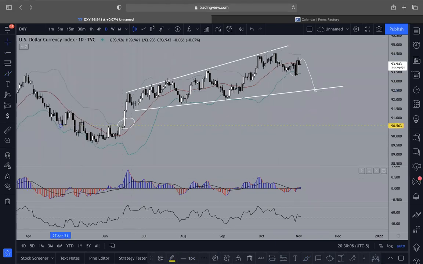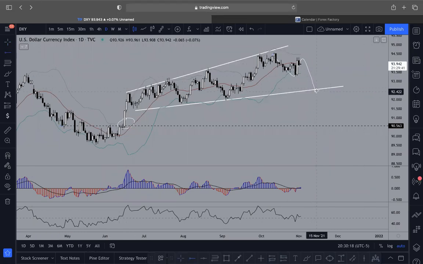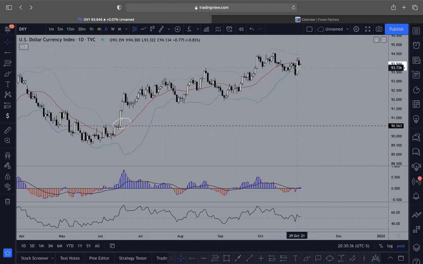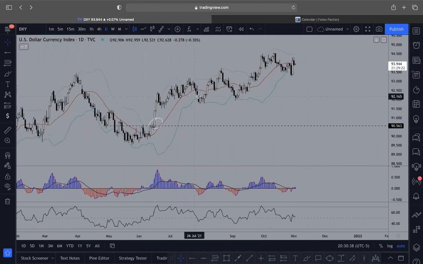There's still a possibility of price making all the way down there to 90.5, but it could also just stop around this price right here. That's if it does make this little reversal pattern fall out all the way to the bottom of the pattern, or fall out all the way down here.